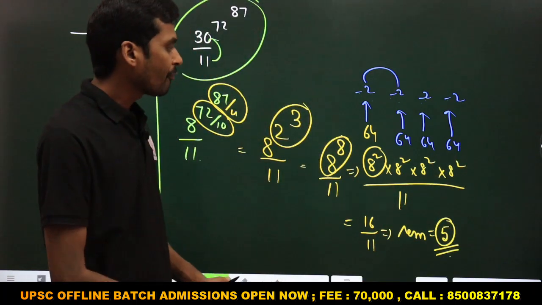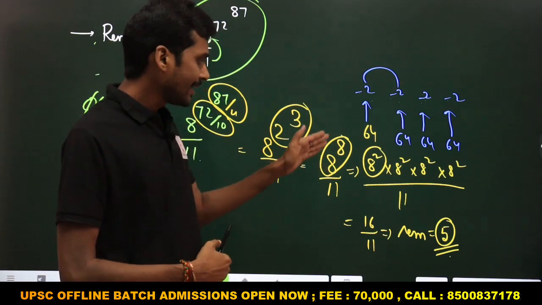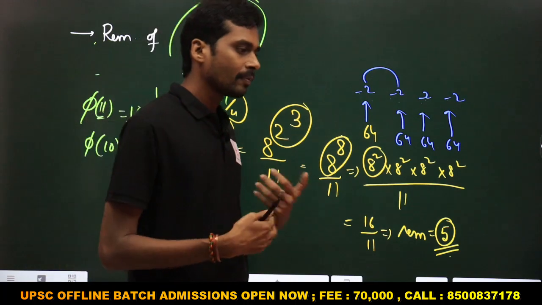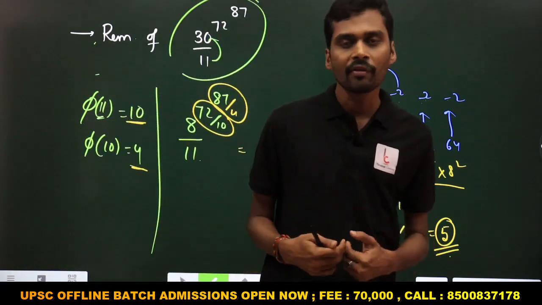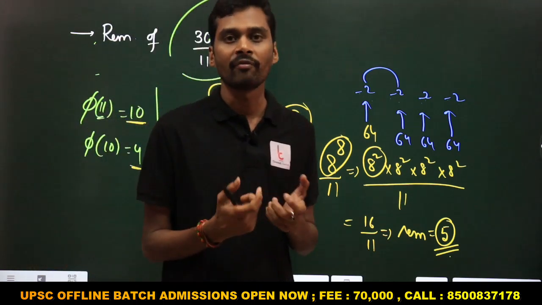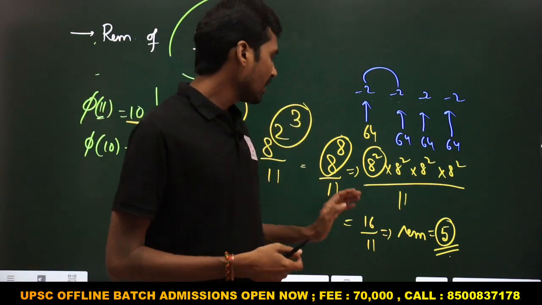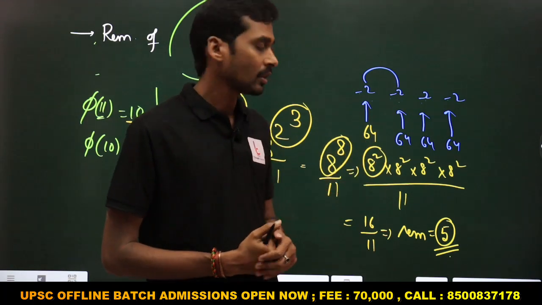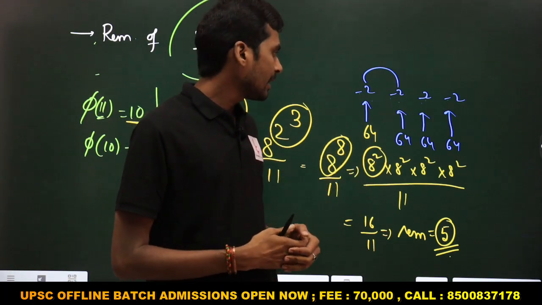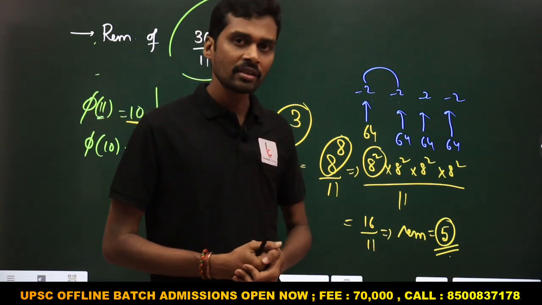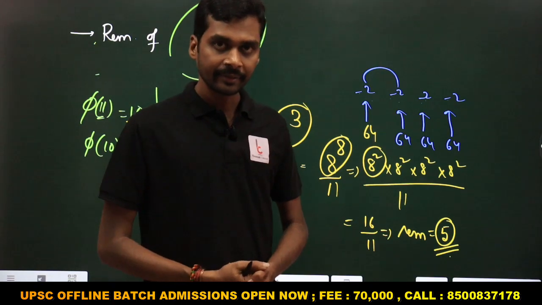So after getting 8 to the power of 8 divided by 11, I don't know the value of 8 to the power of 8. If you feel 8 to the power of 8 is a very big number, you can split the number in whichever way is convenient. If this idea is good for you, you can take it like this. Otherwise, you can split it in whichever way you want. So this is my answer. My answer is 5. Is it clear?